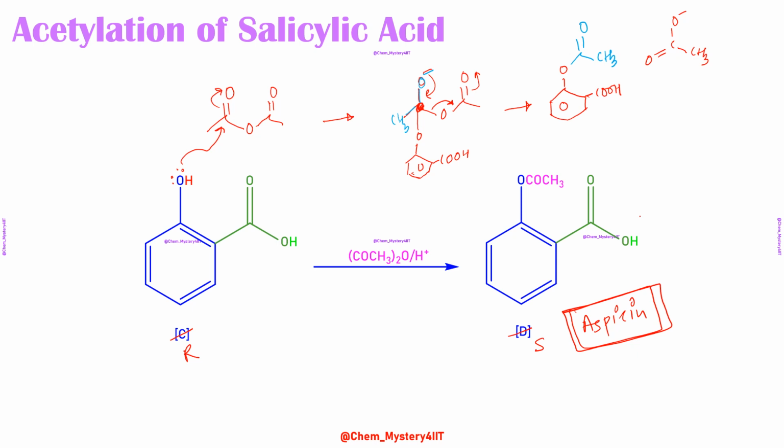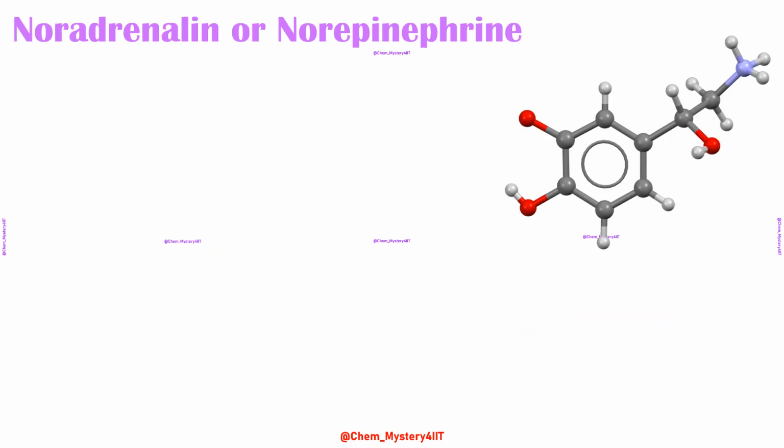It would have been that if this oxygen was missing. If this was just COCH3 and then the ortho position was COOH, then it would have been that option number D, orthoacetyl-benzoic acid. This compound is not that way. So that was all in the reaction sequence. Moving on to the options.